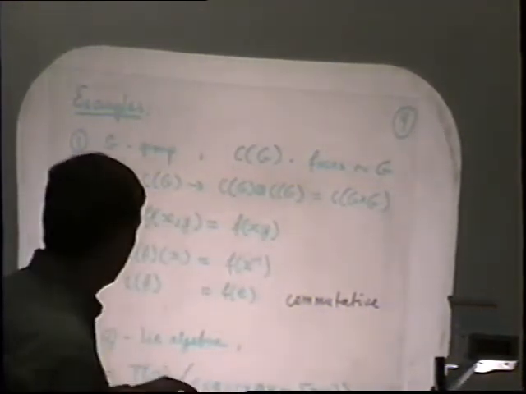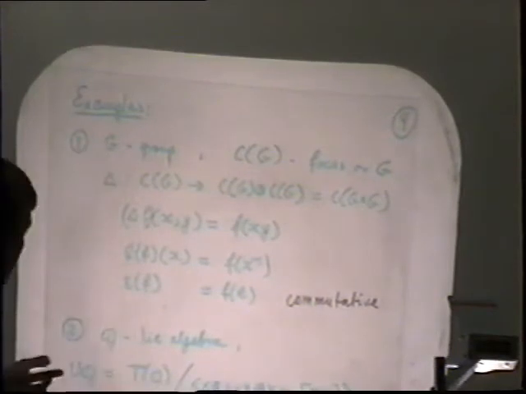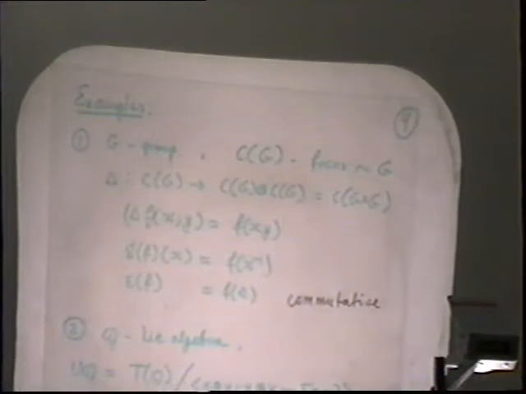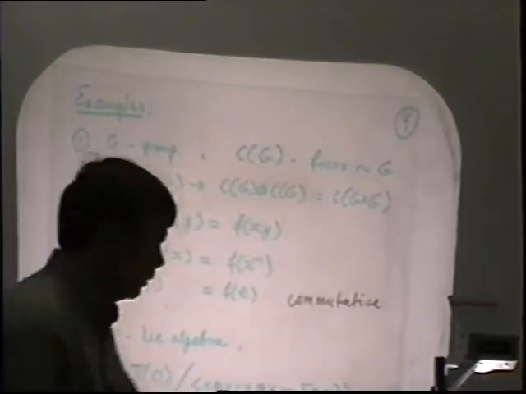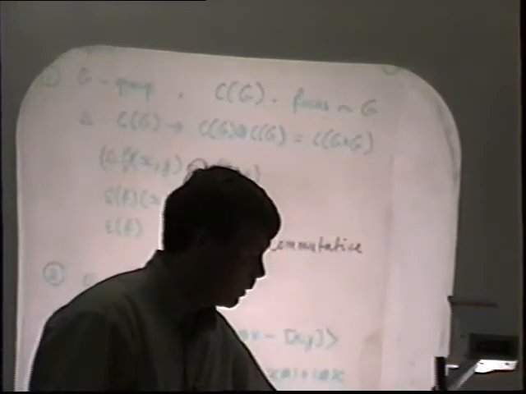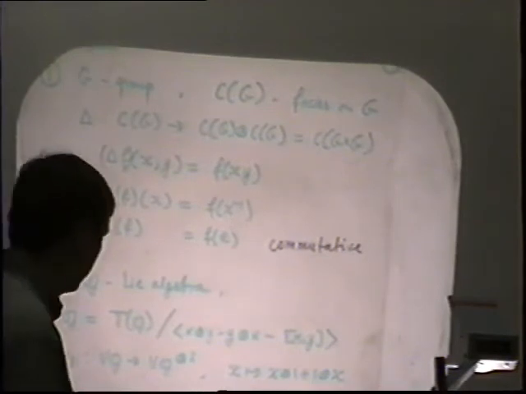The antipode gives the function of x inverse, and the co-unit is simply the result of the evaluation of the function at the identity. Now, the other example of a Hopf algebra, which is, well, obviously a commutative algebra, and as an algebra it's very simple. It has complicated co-algebra structure, but the algebra structure is almost trivial.